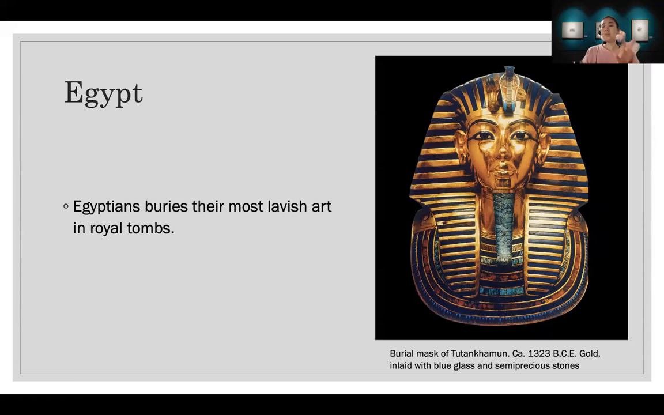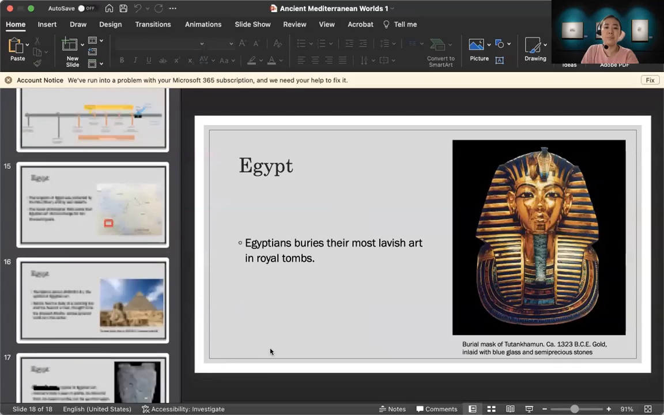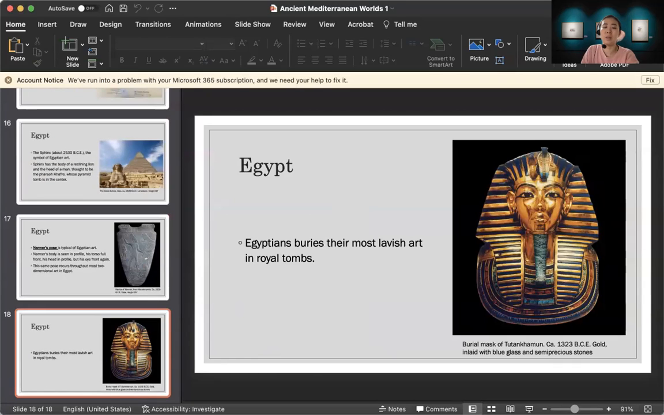That's it for Egypt. We are going to continue to see the prehistory and the ancient Mediterranean world in the next meeting. And we have a sketchbook project related to this chapter.